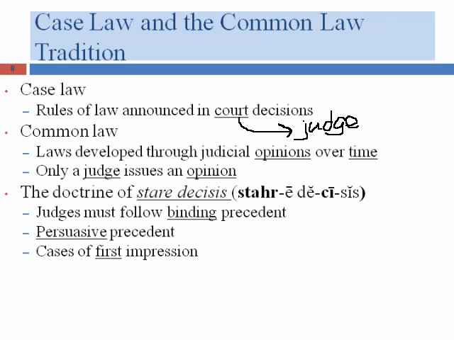Let's look at common law. Common law is just a collection of all of these cases over time. And this is how the law developed through judicial opinions over time. So it's not so much a snapshot, but a moving picture of how our law has developed. Only a judge can issue an opinion.